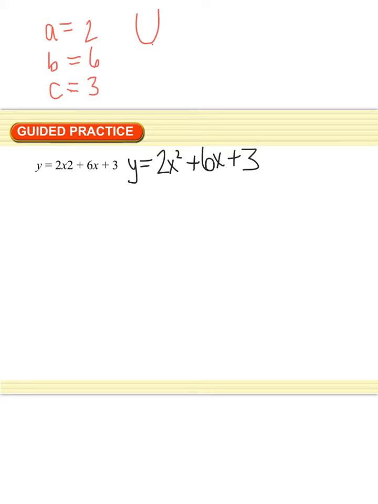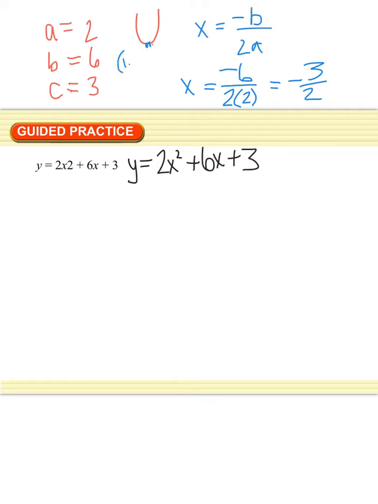So step 2 is we need to find the vertex. And the x value of my vertex, if you remember, is opposite b over 2 times a. So let's solve this for x. Substitute in our b is 6, and we take the opposite of it. Divide it by 2 times a, which ours is 2. So if we simplify this, we get -3/2. Okay, so we know one part of our vertex, and that's the x-coordinate, so that's -1.5.